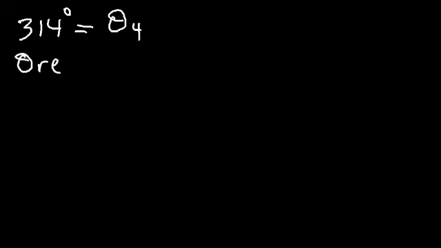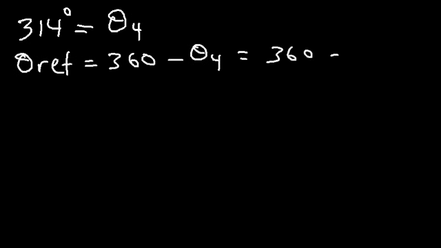Let's try one more example like this. Try 314. What is the reference angle of 314 degrees? So this is an angle in quadrant 4 because it's between 270 and 360. To find a reference angle, it's going to be 360 minus the angle in quadrant 4. So that's 360 minus 314, which is equal to about 46 if my math is correct.